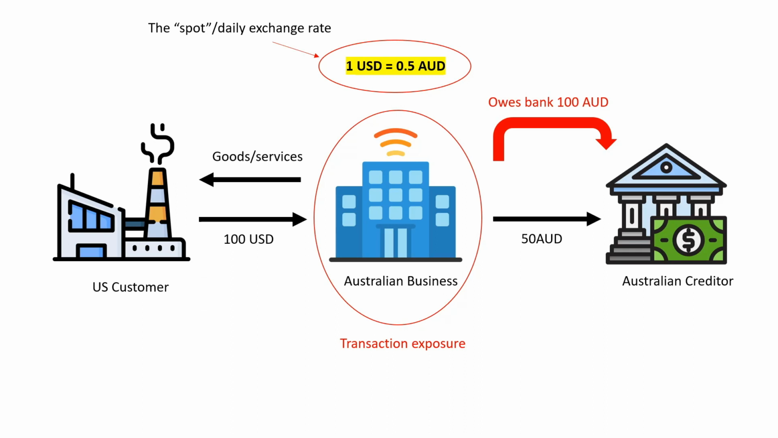Essentially, that means the Australian business will generate 100 United States dollars in revenues, but when that revenue is converted into Australian dollar terms, i.e. denominated in the Australian dollar, you only have 50 Australian dollars in terms of revenue. So you suffer from lower profitability. But you also suffer from lower liquidity because you owe the bank 100 Australian dollars and you can't pay off that loan with 50 AUD.